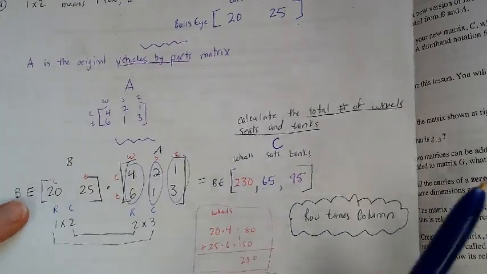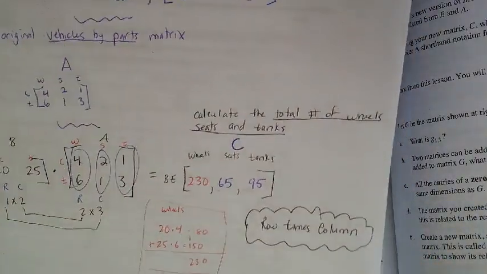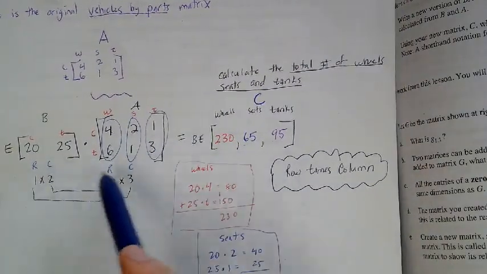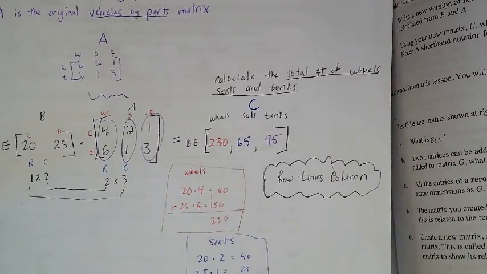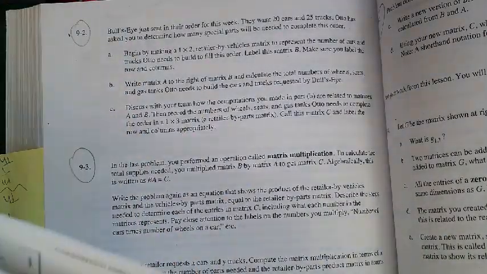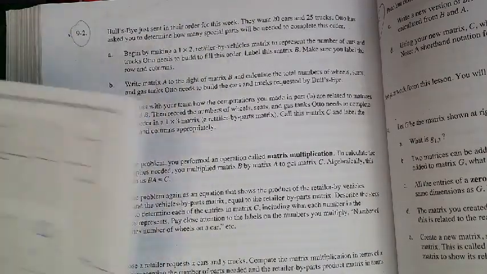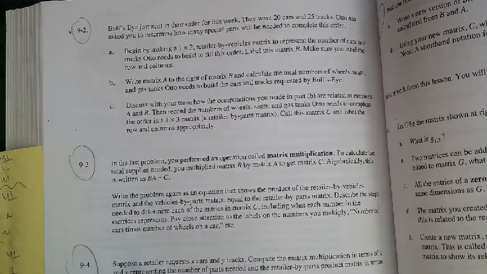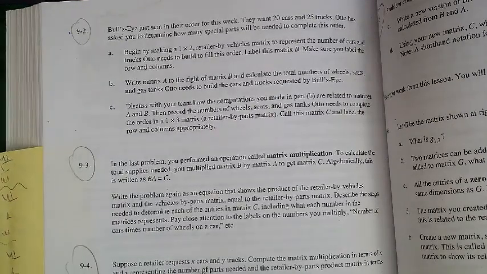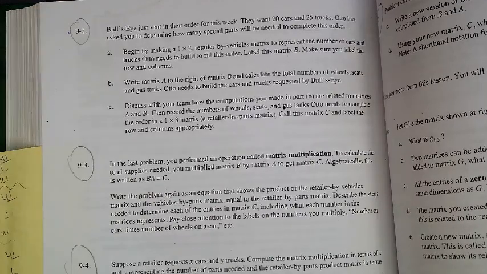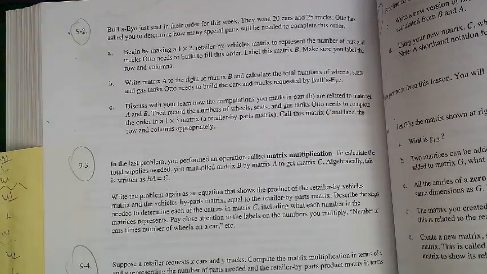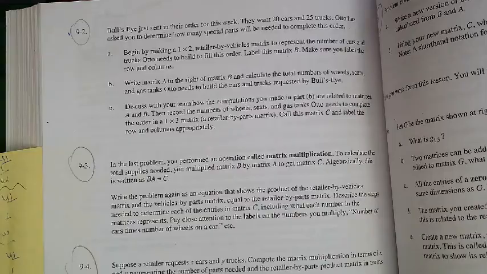And if that doesn't make sense, we're going to do one that has more than one column so that you'll see that you have to match your rows and your columns together very carefully. And I only have like 1 minute left in my time, so we'll try to do it pretty quickly. 9-4 says, suppose a retailer requests X cars and Y trucks. Compute the matrix multiplication in terms of X and Y, representing the number of parts needed, and the retailer by parts product matrix in terms of X and Y.